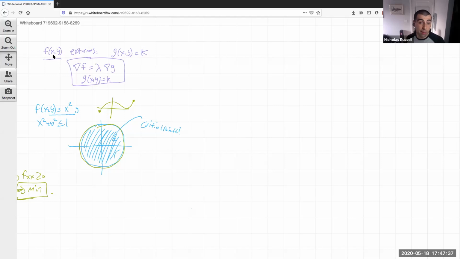You don't have to solve for lambda. It's never necessary. Sometimes it's very beneficial and will help you solve this system of equations, but sometimes it's just not necessary at all. Then we plug into f, see which is biggest, and find the extremes.